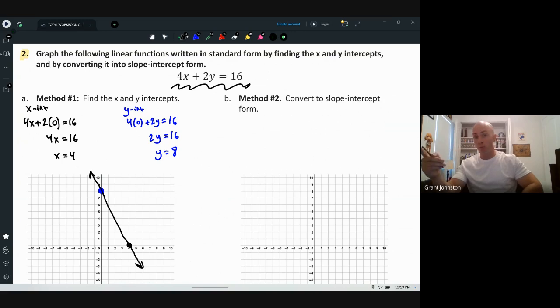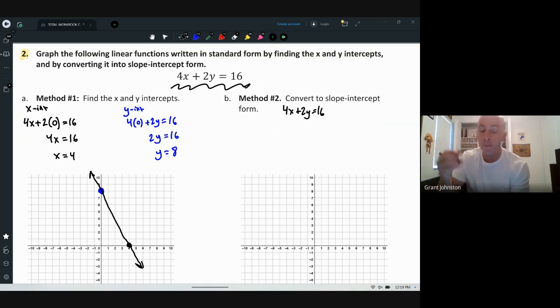Now method 2, convert to slope-intercept form. So let me rewrite this equation. And we're going to convert it into slope-intercept form, which is y equals mx plus b. And since it's in y equals mx plus b, we're basically just isolating y. We want the equation to say y equals. Sort of like our rearranging formulas topic or lesson back in an earlier unit. So I'm going to solve for y.